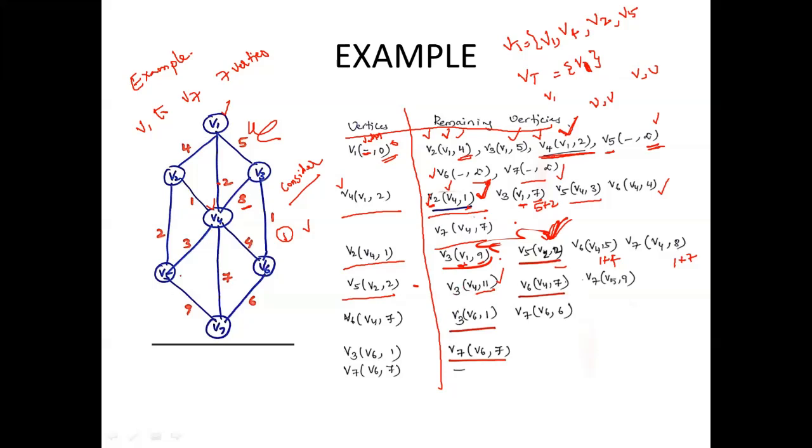So now from V5 to V6, again, I don't have any direct path. So I can see the indirect path from V4. So now I can visit 3 plus 4 is 7. So here you can see this is 3 plus 4 is 7.